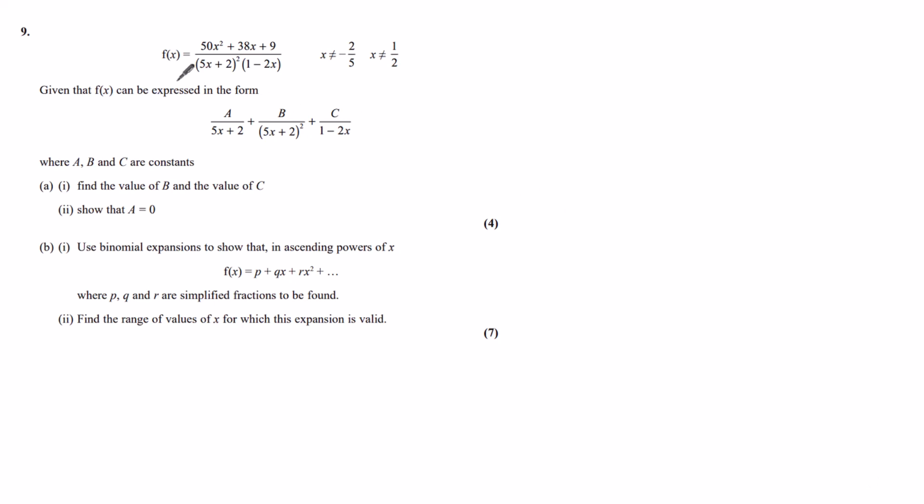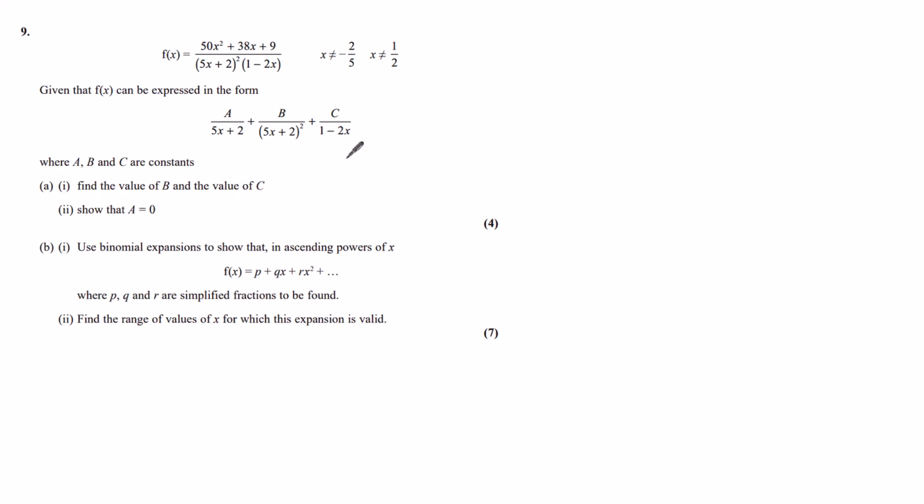Question 9. f of x is equal to (50x squared plus 38x plus 9) divided by (5x plus 2) squared times (1 minus 2x), where x is not equal to minus 2/5 or a half. Given that f of x can be expressed in the form a over 5x plus 2, plus b over (5x plus 2) squared, plus c over 1 minus 2x, where a, b and c are constants, part A, find the value of b and the value of c, and then part II, show that a is equal to 0.